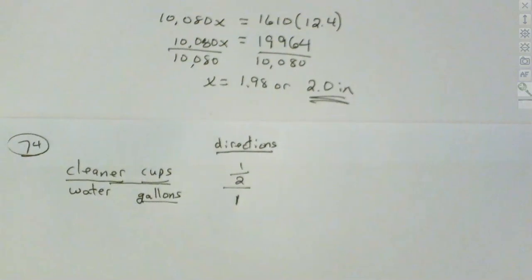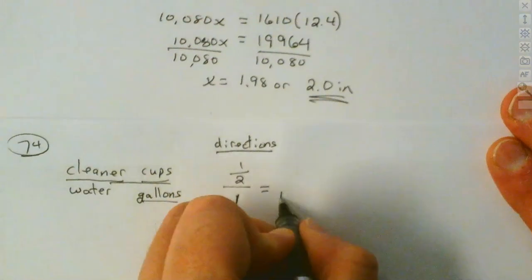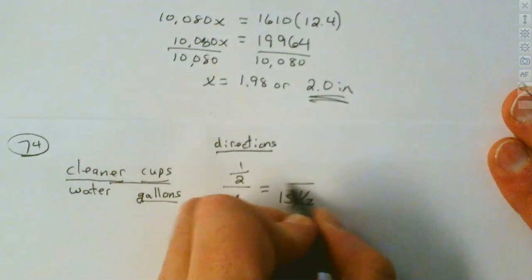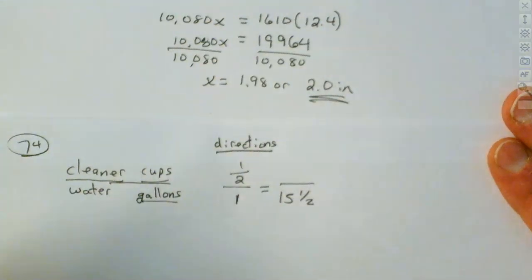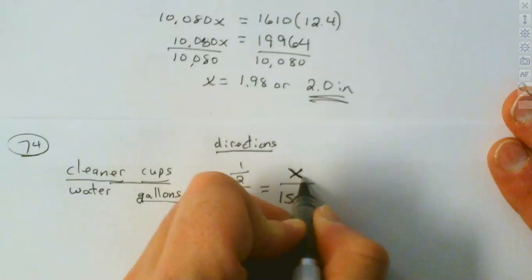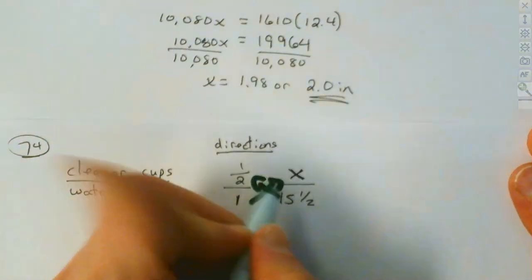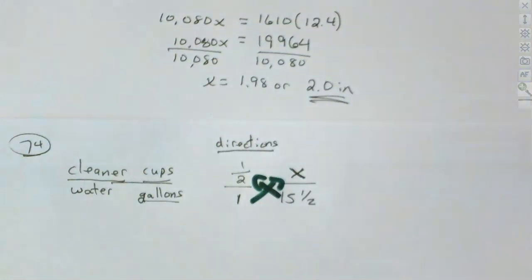Now, we need to fill up this floor machine. And this floor machine has got a lot of water it needs. And this floor machine needs 15.5 gallons of water. How much cleaner am I going to have to use? Well, we don't know. So we're going to use an X. Is everyone okay with how I set that ratio up? Now, this one has the fractions. We're going to have to deal with those. But we're going to do the same process. We're going to cross multiply. And the fractions will have to convert to a mixed fraction, improper fraction, so that we can multiply.